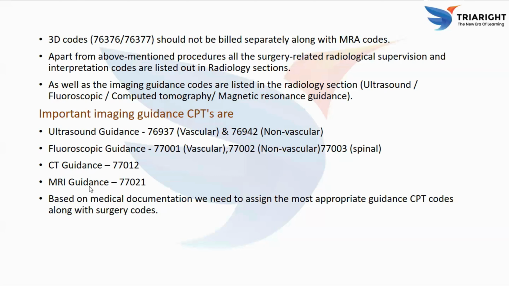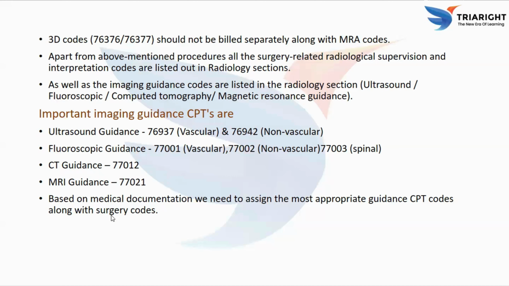Next is CT guidance, 77012. This is CT guidance for needle placement, for example CT-guided lung biopsy and CT-guided abscess drainage. Remember, this is not a diagnostic CT, it's guidance only. And MRI guidance, 77021, is for MRI guidance for needle placement. Examples are MRI-guided breast biopsy and MRI-guided tumor localization.